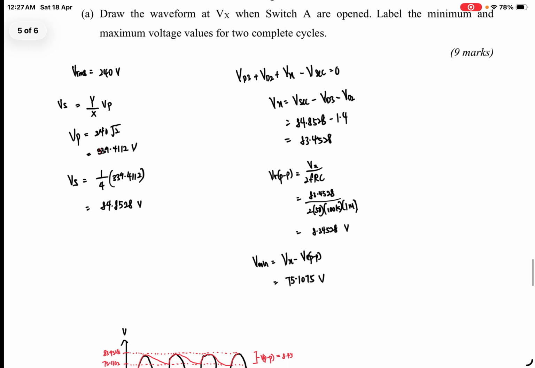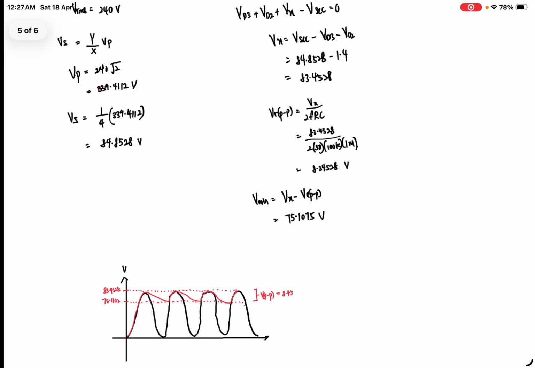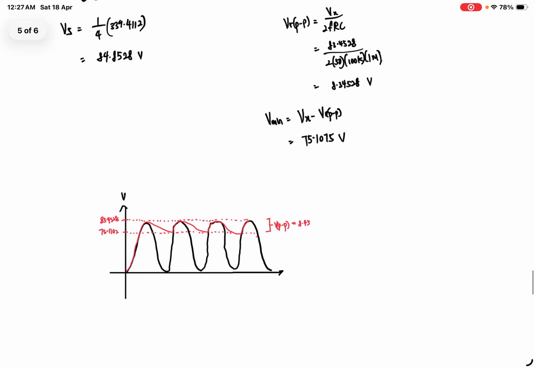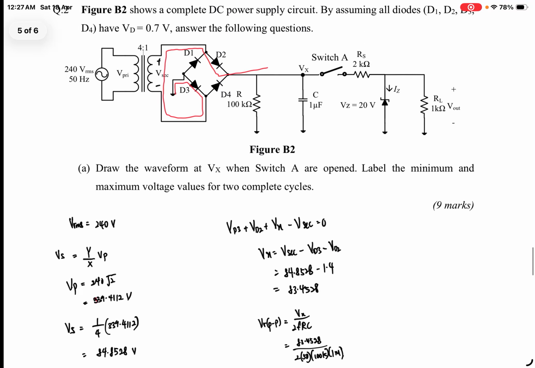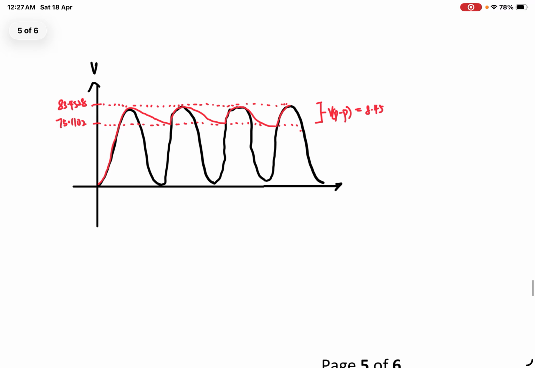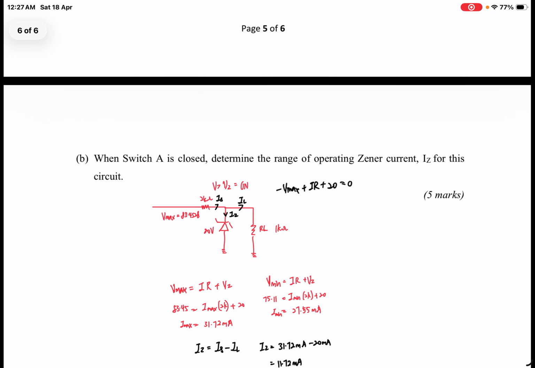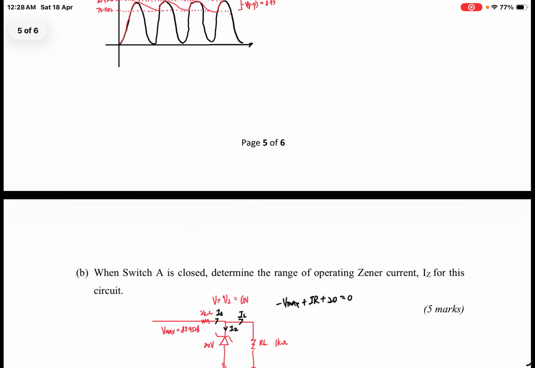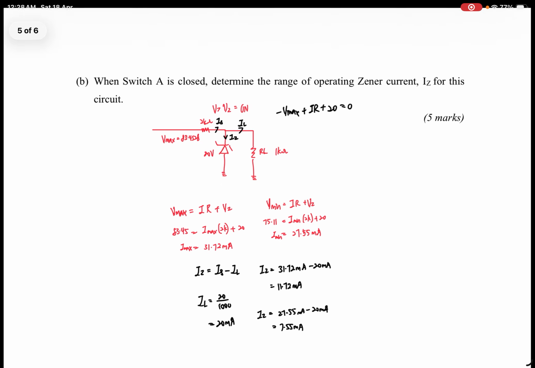83.4452. Now we need to calculate the difference between the V maximum and V minimum. We can use the formula Vx over 2fRC. After we substitute, we get 8.3452. So we can get the V minimum, which is 75.1075. Then we draw this graph. After we draw this graph, we get question B.